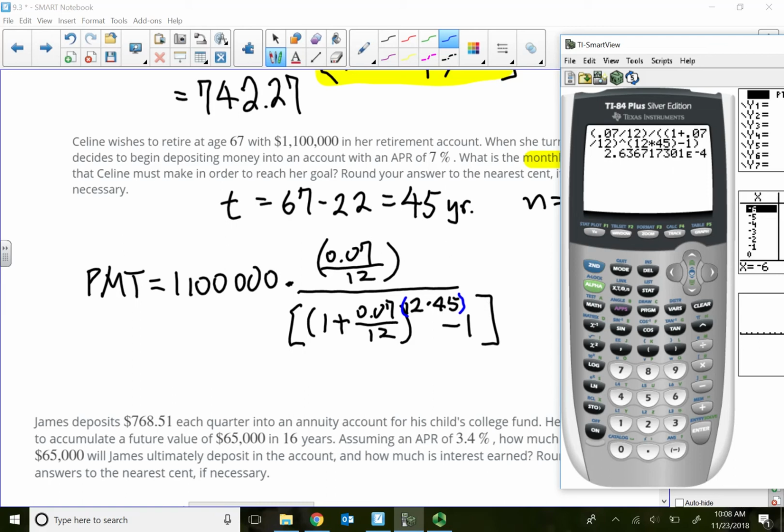All right, so here it is. This is scientific notation. This means 2.6 times 10 to the negative 4 power. All right, we need to multiply by 1.1 million. That's $1,100,000. 1, 2, 3. Voila. Her monthly payment is going to be $290.04.